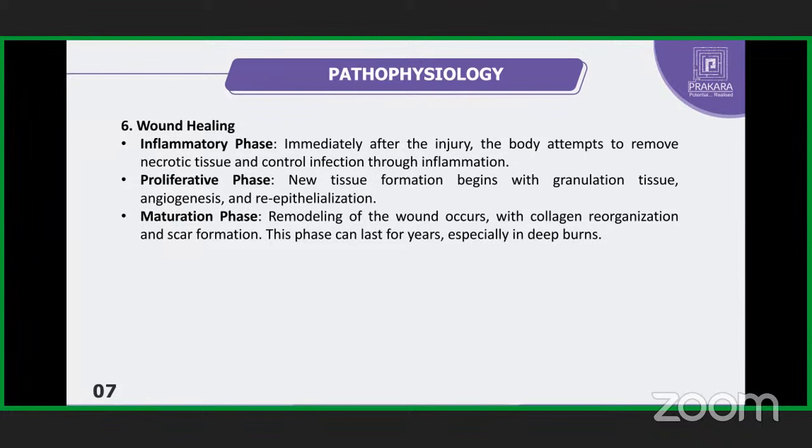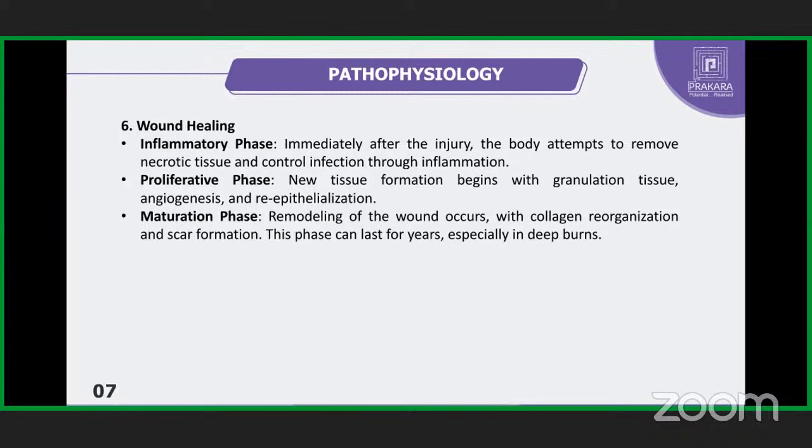Proliferative phase. New tissue formation begins with granulation tissue, angiogenesis, and reepithelialization. Once the dead tissue and everything is gone, that starts the process of rebuilding. The granulation tissue, angiogenesis, that is new blood vessel formation. Again, reepithelialization is the new skin formation. Everything happens in the proliferative phase.